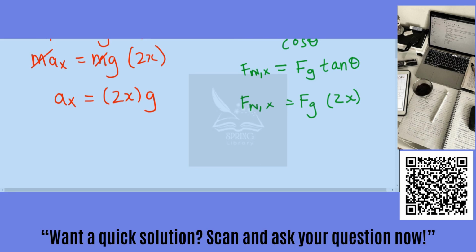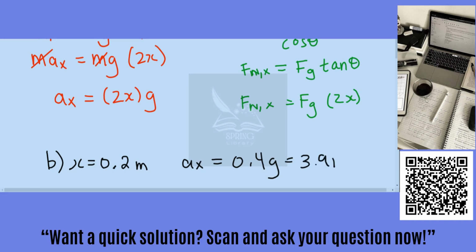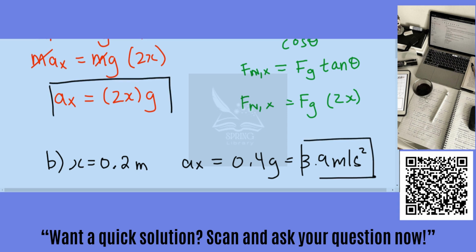We're given an x value. The x value is 20 centimeters. So that's 0.2 meters. And so the acceleration is equal to 0.4 times g. And 0.4 times g is about 3.9 meters per second squared. So this is your final answer for part B, and this is the final expression for part A up here.